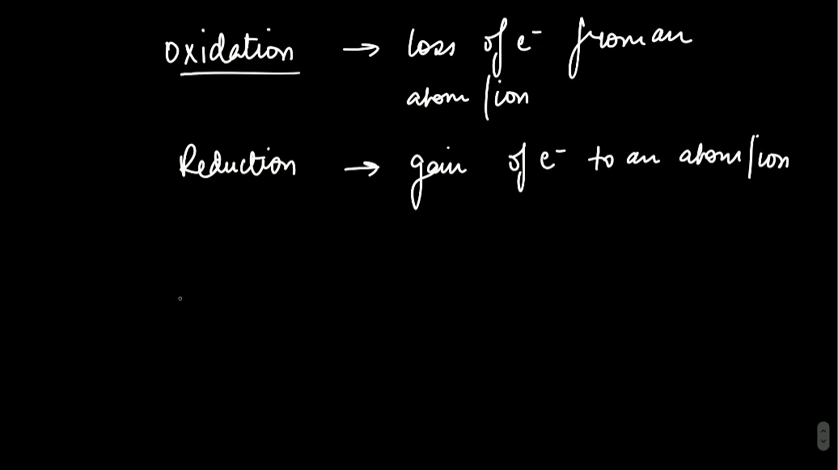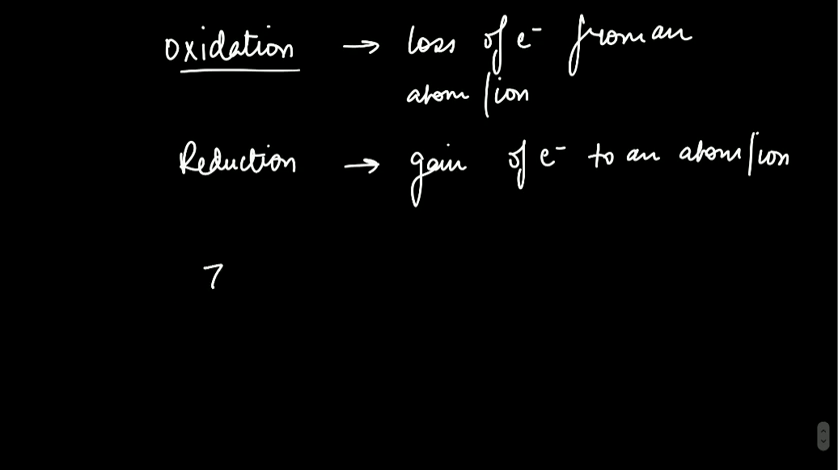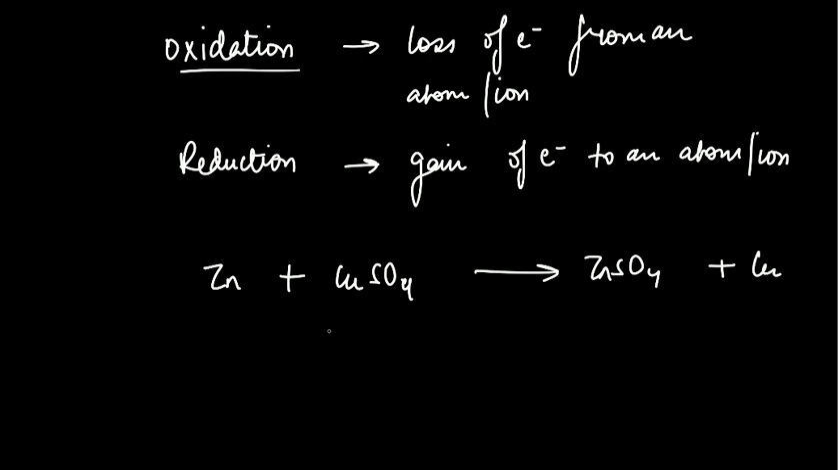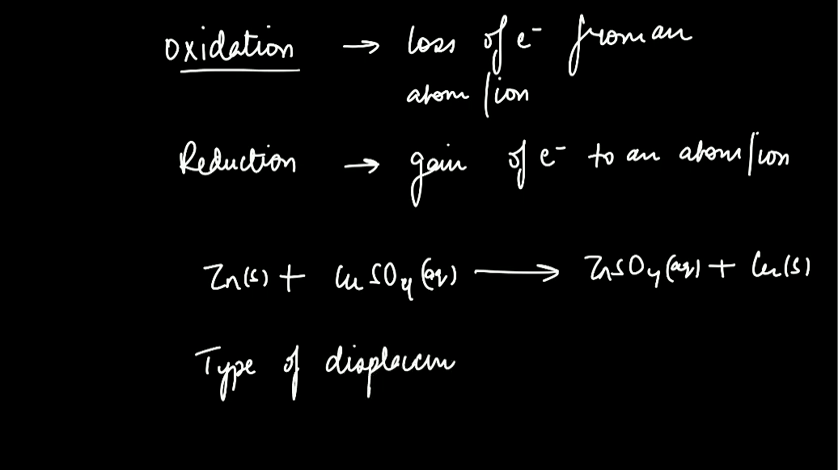So let's take an example of this. Now this is a typical displacement reaction. Zinc is highly reactive and copper is less reactive. We know that. It's a type of displacement reaction, and we can even call it a redox reaction. Most of the reactions are redox.